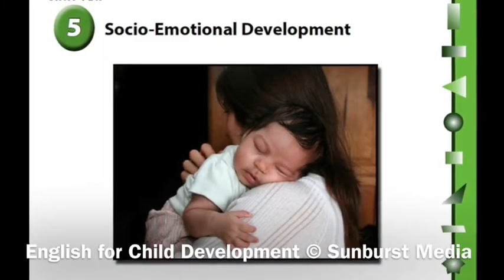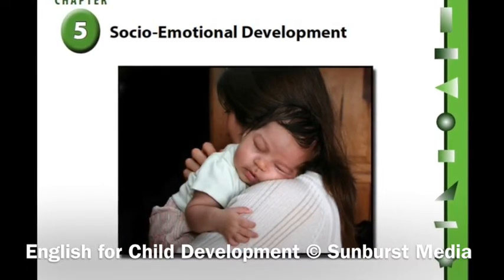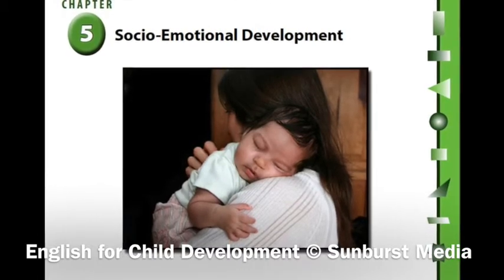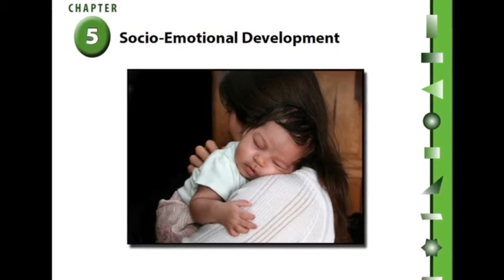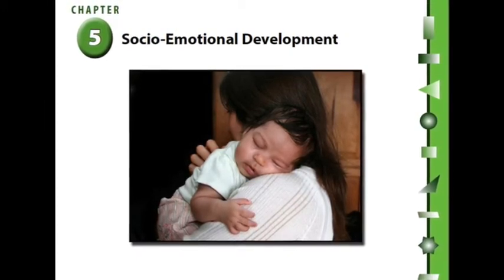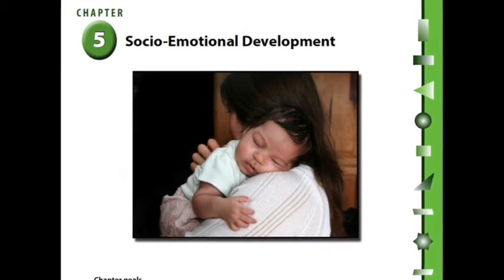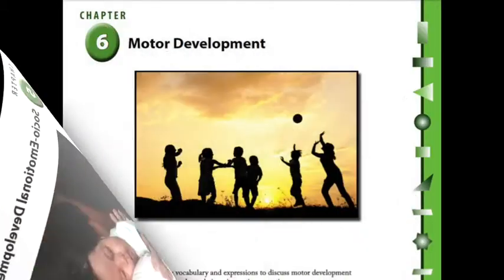Chapter 5. Socio-Emotional Development. The chapter goals are to develop and practice vocabulary and expressions to give and receive information about a child's socio-emotional development, to learn vocabulary and strategies to talk about pro-social and antisocial behavior, and to make oral and written reports, observations, and reflections about socio-emotional skills.